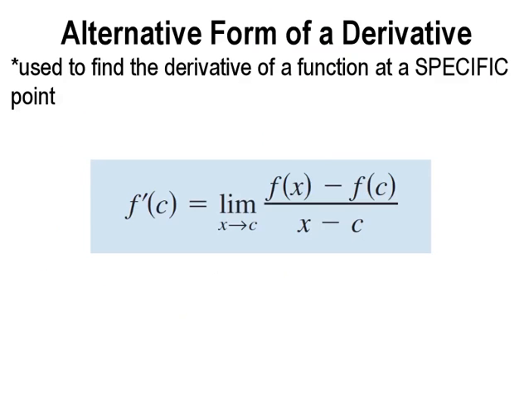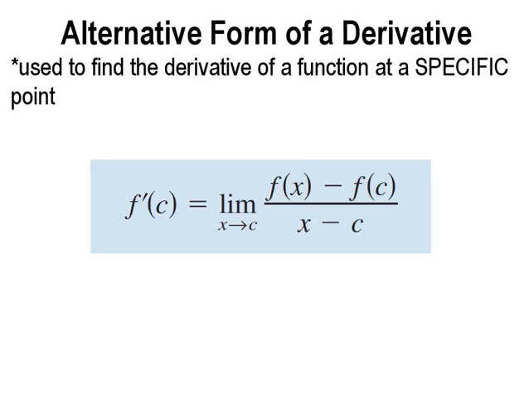Alrighty, so we're also going to look at an alternative form of a derivative. Now notice what this one is. Instead of finding the general derivative, which is what we found, this is actually used to find the derivative of a function at a specific point. So they're going to say find the derivative at this point. Notice it's f prime of c, the limit as x approaches c, so that's different, of f of x minus f of c all over x minus c. Once again, make sure you understand the difference between the two.